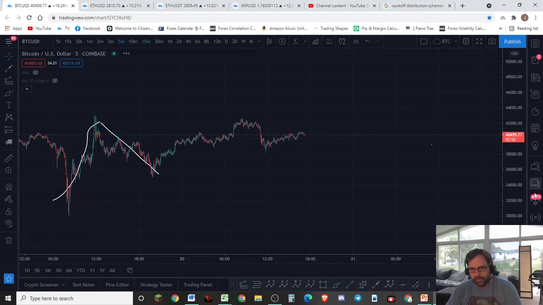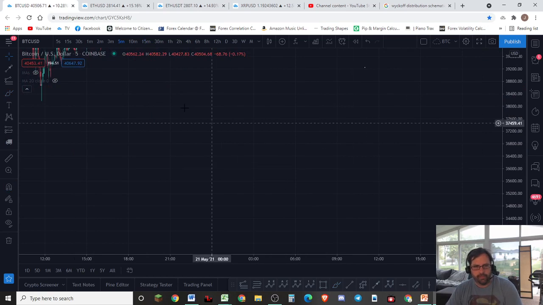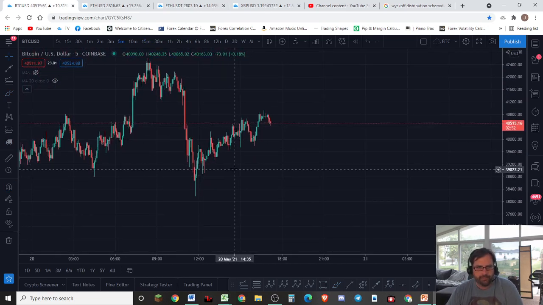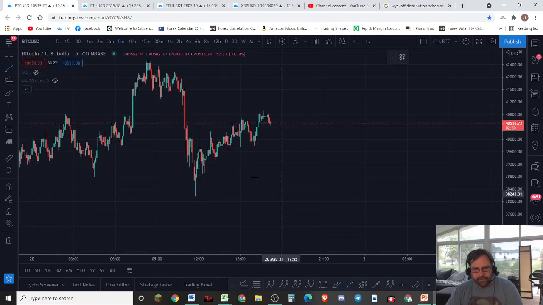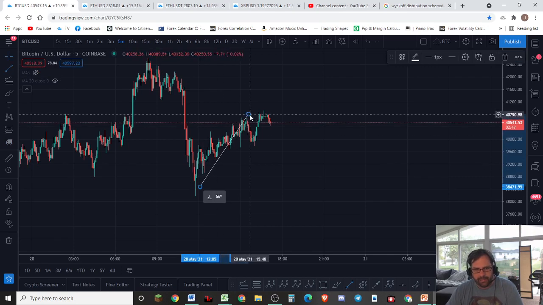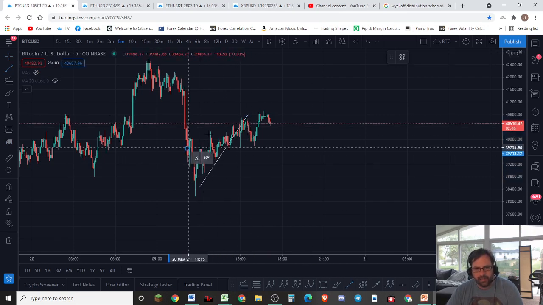On the small time frame, I'll show you what I'm looking at here on this particular wave. This wave right here on the very small time frame looks like a leading diagonal. Let me show you what I'm seeing here.